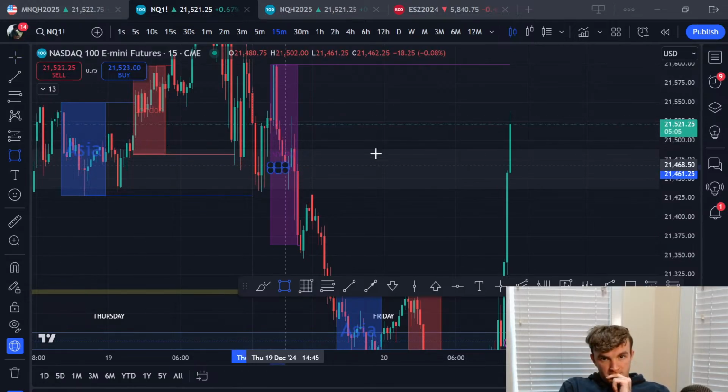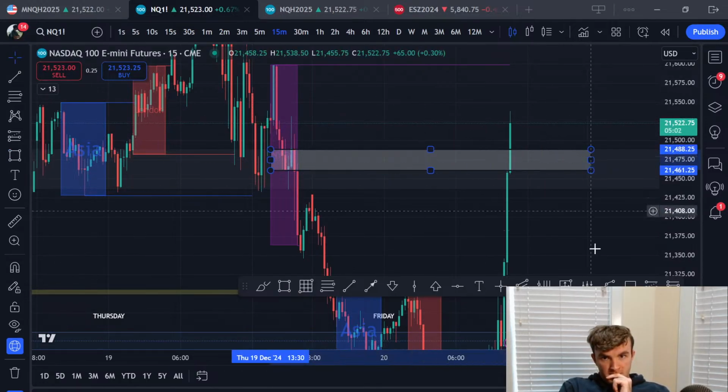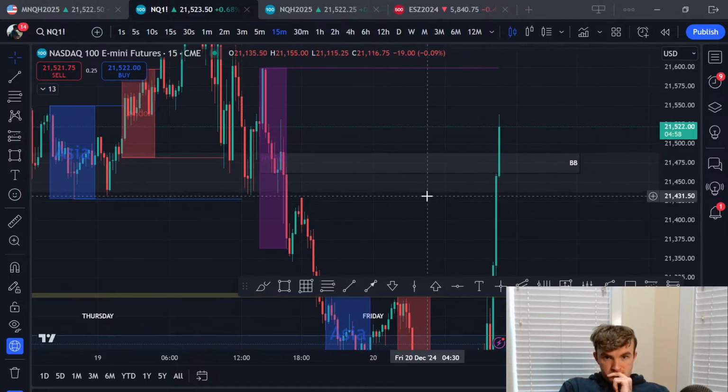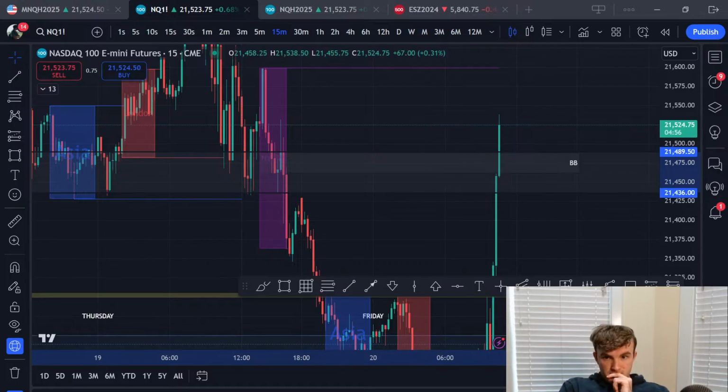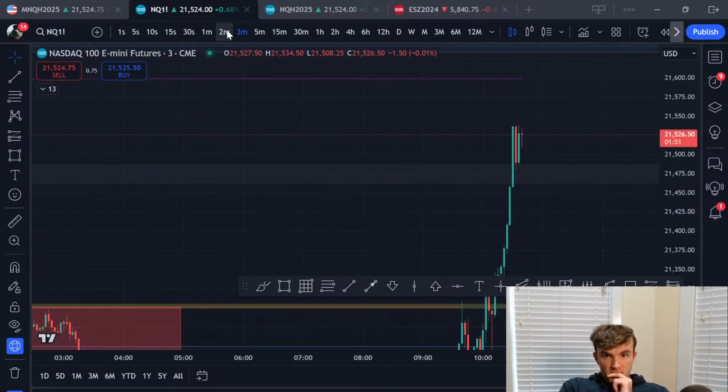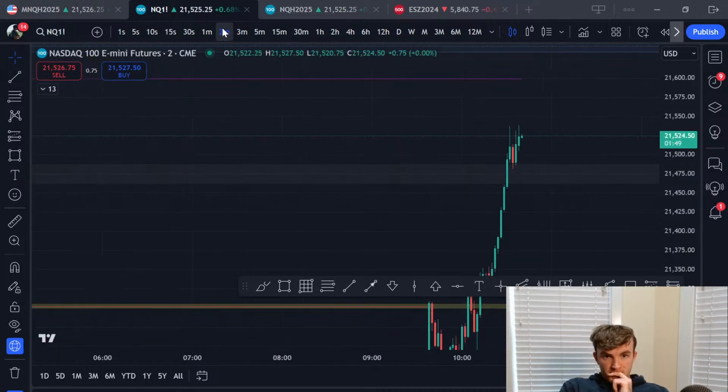Breaker block here. We might retest this. Well, we already did retest it.